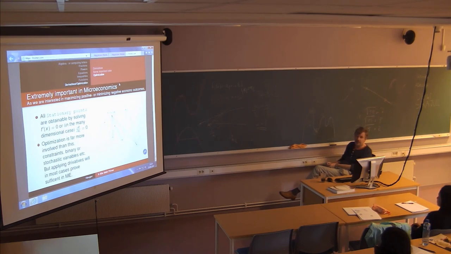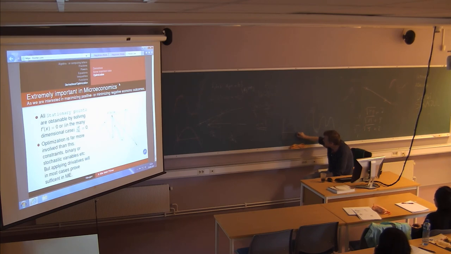It says here in the second one that optimization is far more involved than this. Constraints, binary or stochastic variables, and so on and so forth. But applying derivatives will in most cases prove sufficient in microeconomics. Okay, so we don't need to deal with these complicating factors that make things more tricky. It's kind of obvious, isn't it? If we have a function like this and we want to find, and it goes like this, okay? The maximal point is here on the function. But if this is not an allowed point, if we must be on the left of this line, for instance, obviously this is the solution.